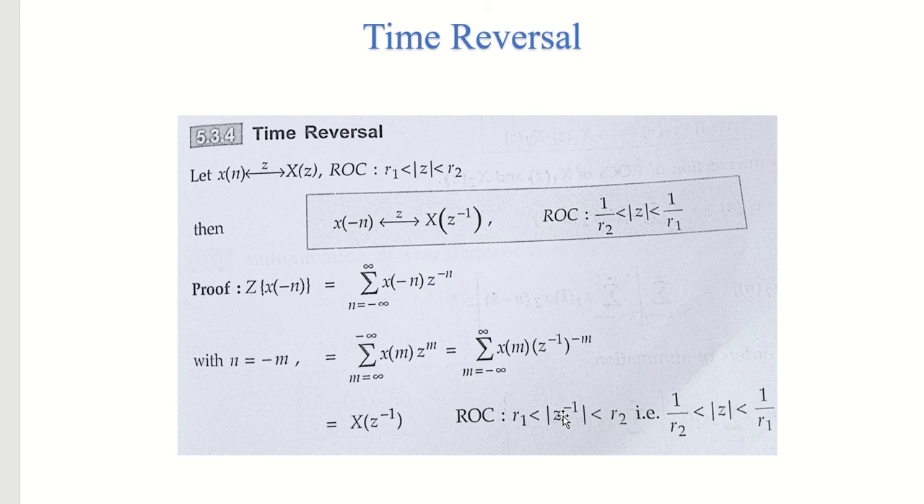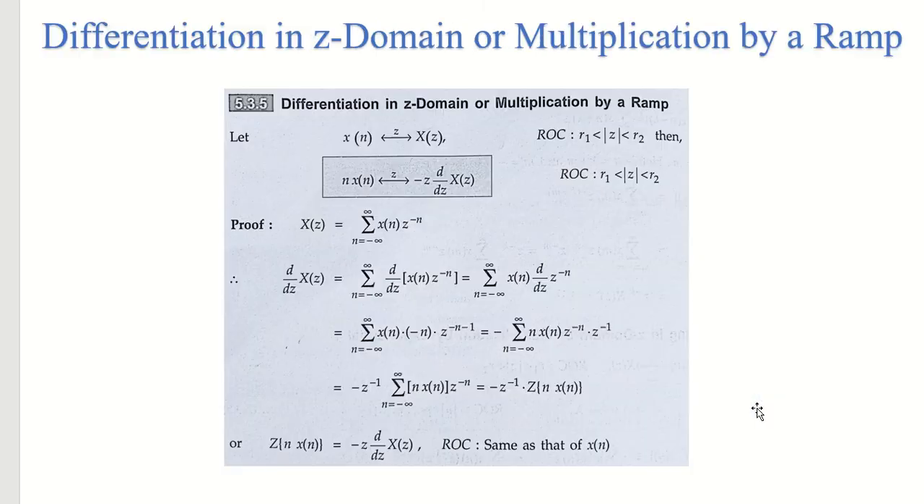And when you turn that equation around, what you will get? You will get this one: 1 by R2 less than or equal to z less than or equal to 1 by R1. That will be the region of convergence for my time reversed signal. Now let's see the differentiation in Z domain, or the multiplication by the ramp function, which is also called the same.